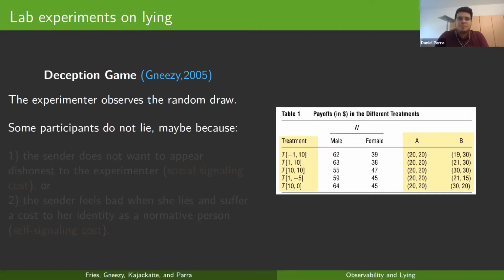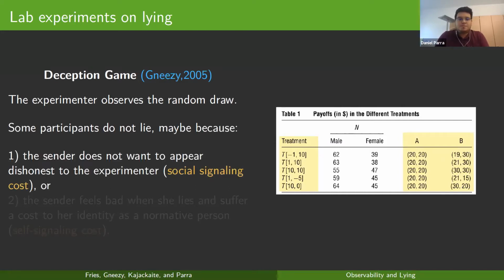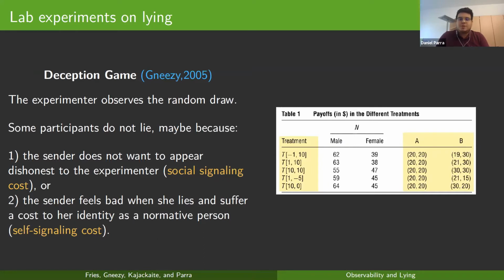So the deception games were the first, in which there is a sequential game and the experimenter knows the state of the world and communicates it to the first participant, and the first participant has an incentive to deceive a second participant. In this type of game, they found that senders don't lie, maybe because of social signaling: they don't want to appear dishonest in the eyes of the experimenter and of the second participant. But it could also be self-signaling, because they believe that they are honest people and feel bad if they don't behave as they think they are. They are not consistent with the self-image they have.